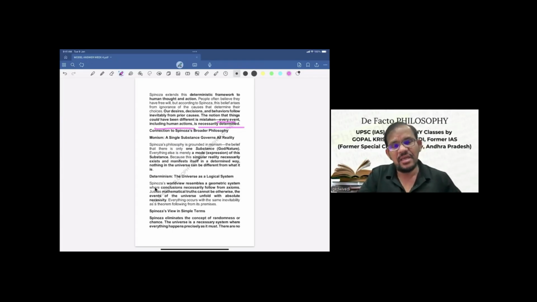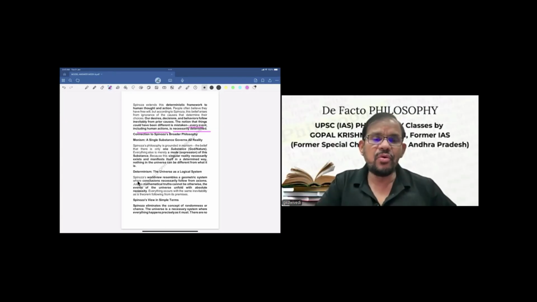God is nature, nature is God, and everything derives from that only. So, in fact, body and matter, as we have already read, are the two attributes of the same God, and they are parallel. He has given a theory of parallelism, parallel interaction between these two. So basically, his theory of monism: a single substance governs all reality.